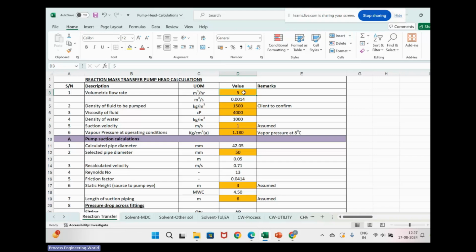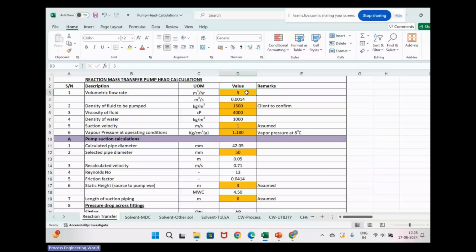See, if you want to transfer 5,000 liters in 1 hour, 1 meter cube is equal to 1,000 liters. So if you want to transfer 5,000 liters of fluid in 1 hour, then this is the maximum flow. Then the volumetric flow rate of pump you need is 5 meter cube per hour. So you have selected a 5 meter cube per hour pump.